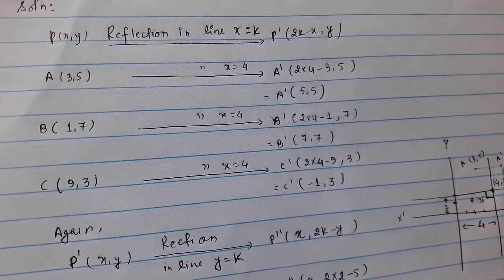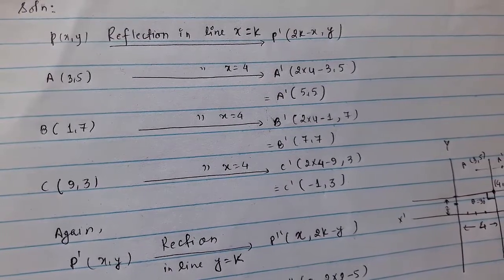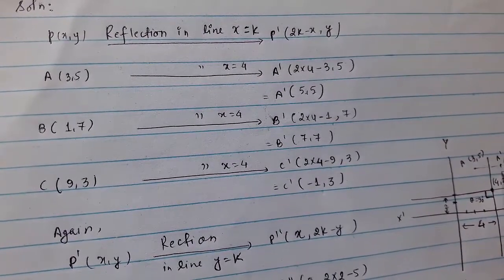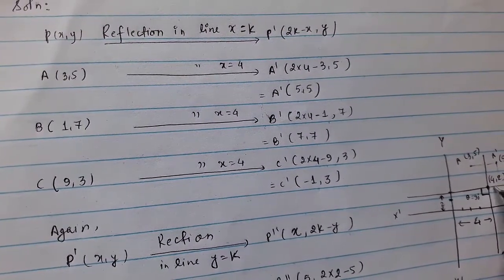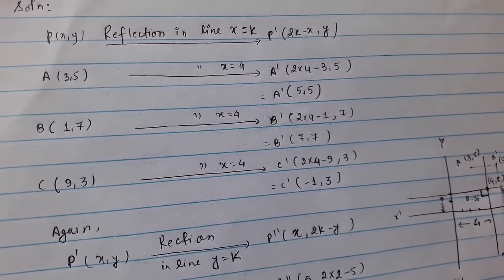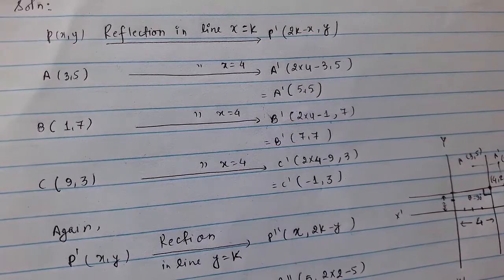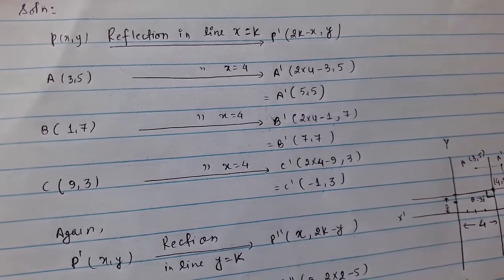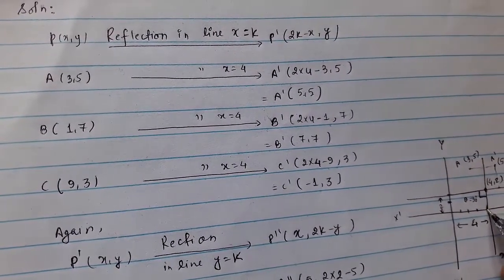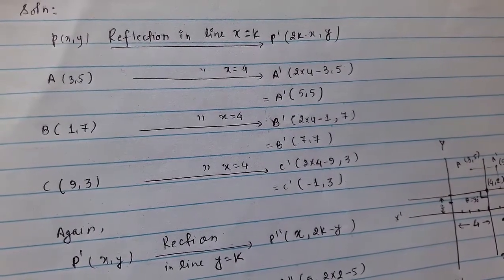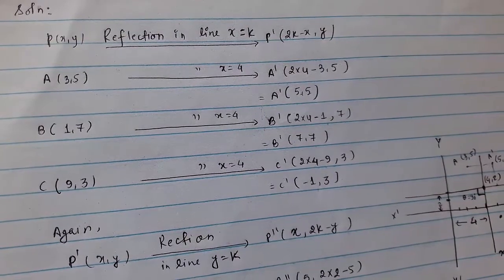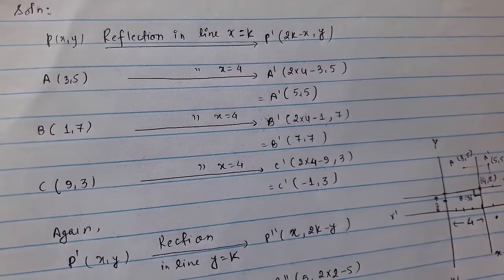Here again the image will be reflected in which line? This line, y equal to 2. So the image will be just opposite of this line y equal to 2. So what do we get? (5, -1). 5 is here, 4 up to here, and this is 5, -1. Here we got the final image A double dash, that means (5, -1).